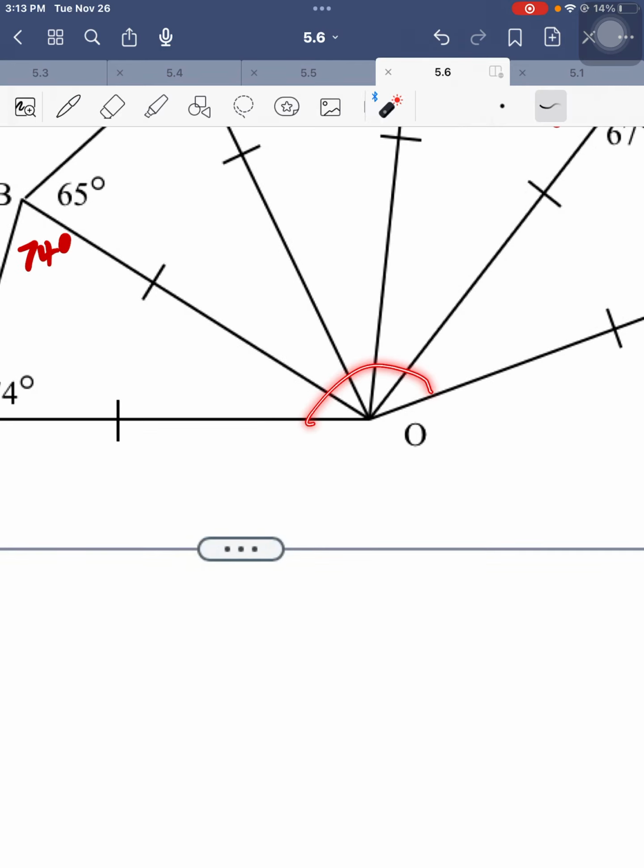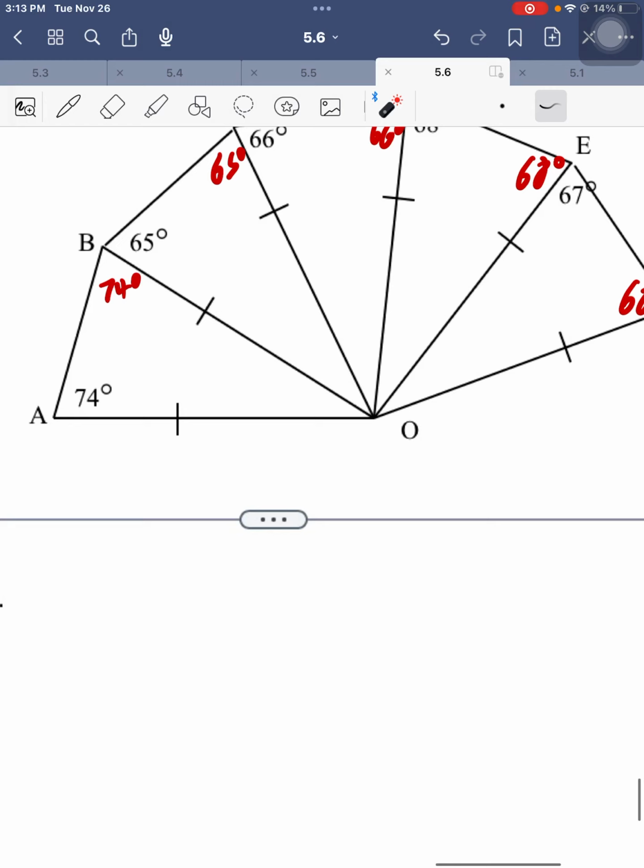The included ones. These included ones. This one, this one, this one, this one, this one. So let's do that. 74 plus 74 plus this equals 180. So I'm going to just do 180 minus 74 minus 74, which will give me 32. So I know this is 32.